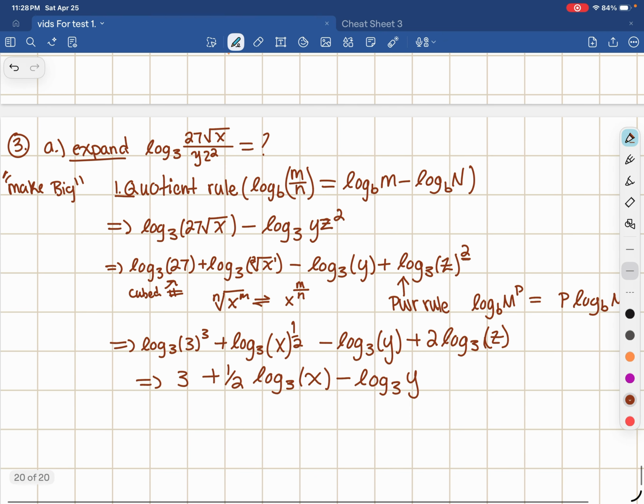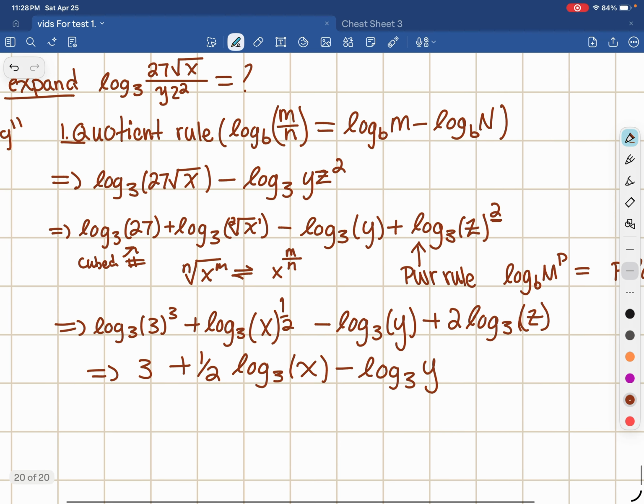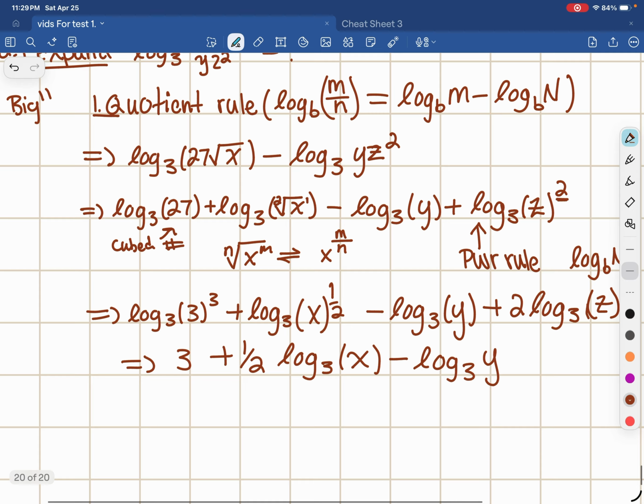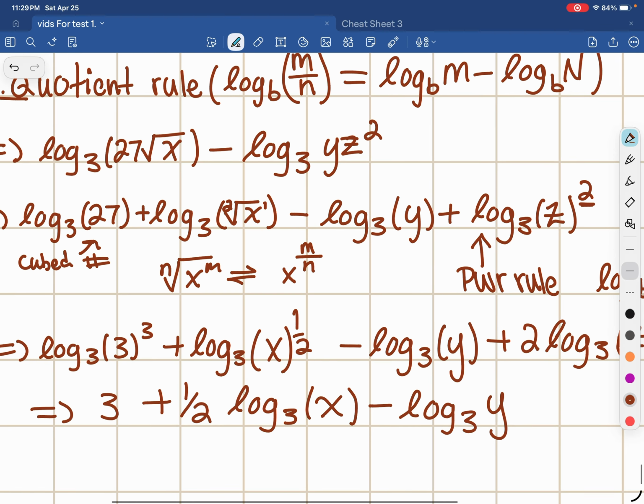I think I made a mistake somewhere along my work. Let's check it real quick. My apologies, I'm checking my work to see what I did wrong. There is a sign mess up here somewhere. Let's find it.